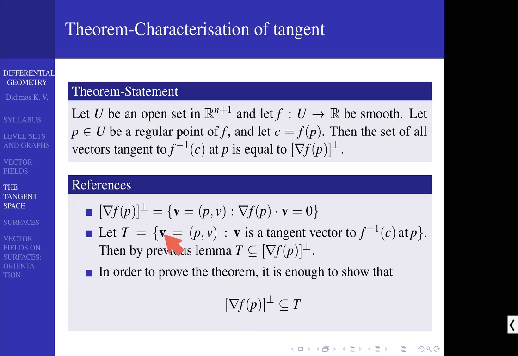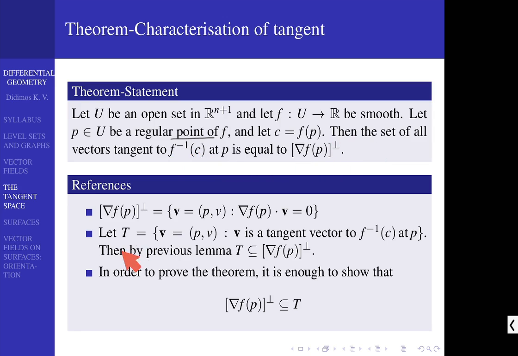Now we have a theorem. This characterizes the tangent space. The statement is: let U be an open set in Rn plus 1 and f from U to R be a smooth function. Let P belonging to U be a regular point of f, meaning del f p at that point is non-zero, and let c be equal to f of p. Then the set of all vectors tangent to f inverse c at P is equal to del f p perpendicular.